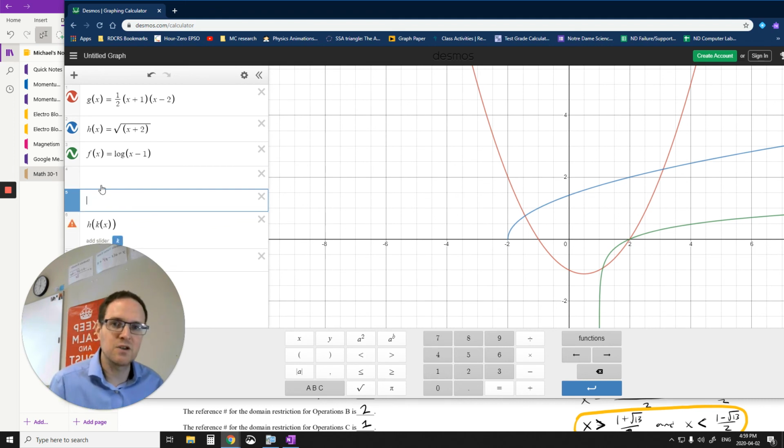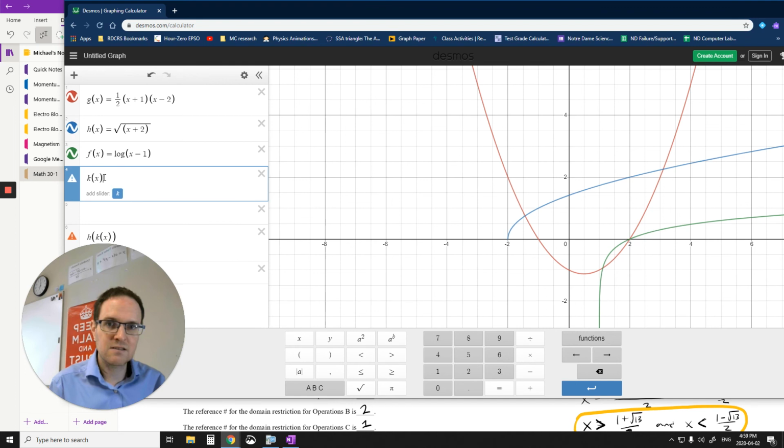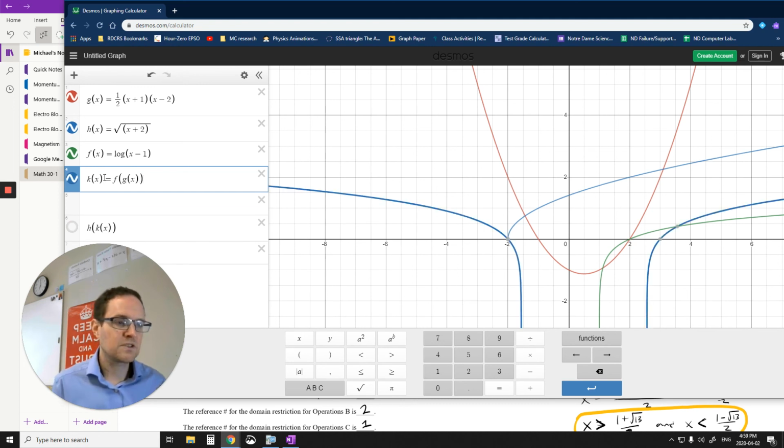Okay, so I'm just going to create a new graph here. Let's call it K of X. Oh, I need to capitalize. Maybe that's why. K of X. And I was going to put G into F. So that's what that one looks like.